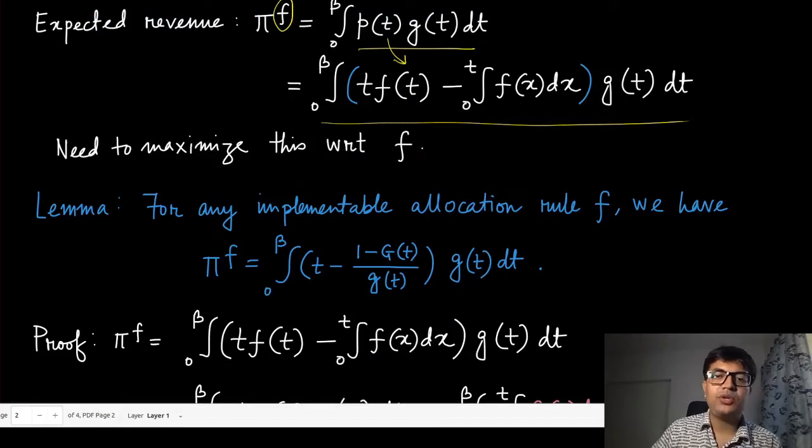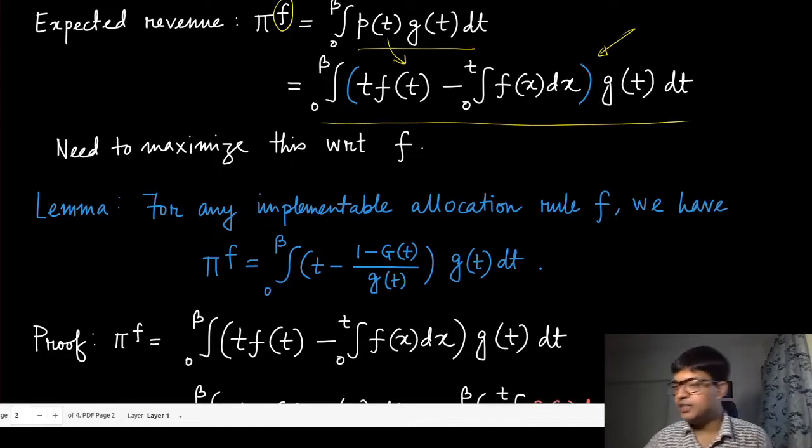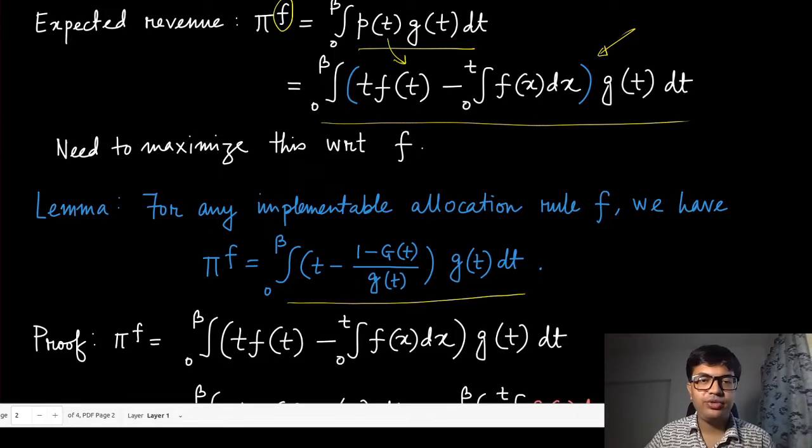So the first thing we are going to do is get a little simpler expression. We will do this integral in steps, so that we can reduce this expression to a smaller form. And this lemma is telling you how you can reduce it. So the expected revenue for any implementable allocation rule f is given by this formula, where you have t minus this strange looking expression, which is a function of that prior distribution, the distribution here and the density here, and then you are taking the expectation with respect to g(t).